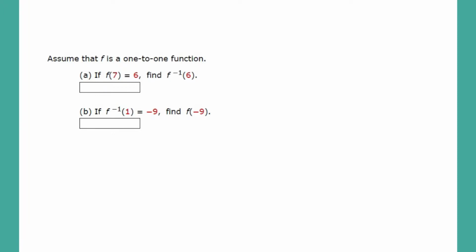Okay, assume that f is a one-to-one function. So remember we said the input of the f function is the output of the inverse function, and the input of the inverse function is the output of the regular function. So the output of the inverse function is going to be the input of the regular function. So that would be 7. Same thing down here. That's going to be 1.